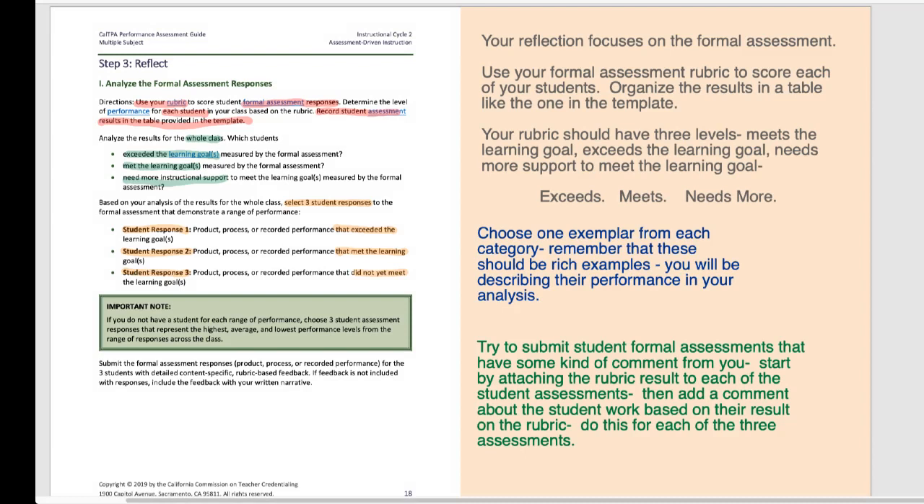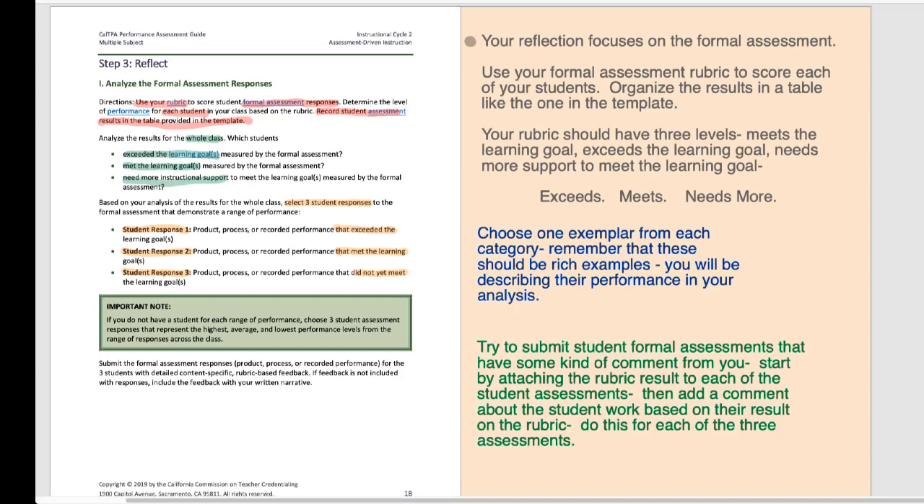My suggestion is you want to make sure that those 3 students have interesting results. And we'll talk about that in a moment. So let's look at what I've written here. First off, your reflection focuses on formal assessment. That's the big idea for this task, for this step.